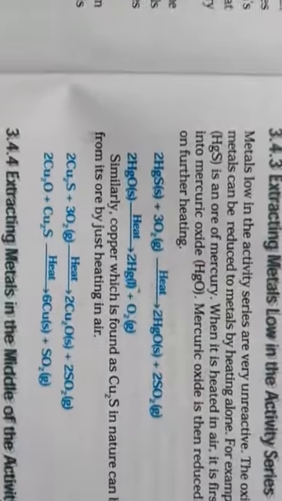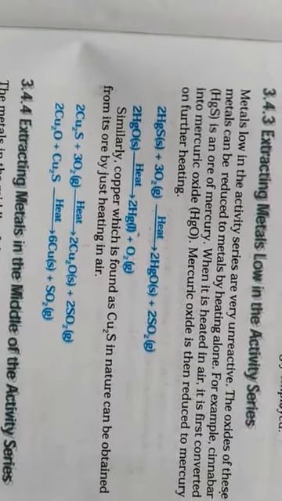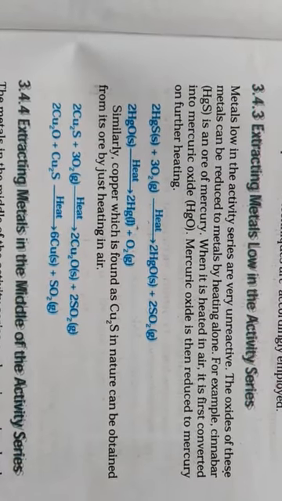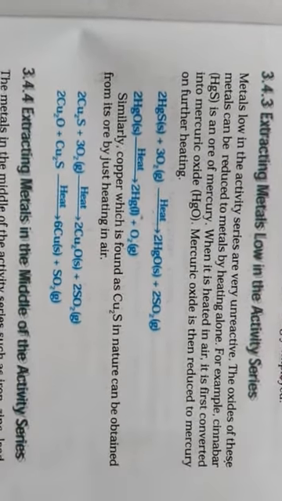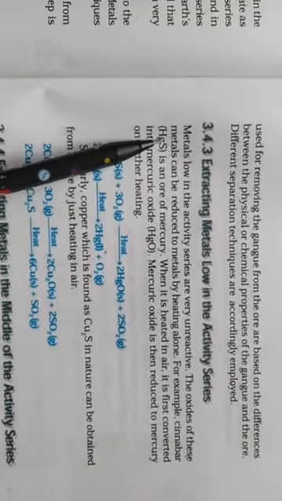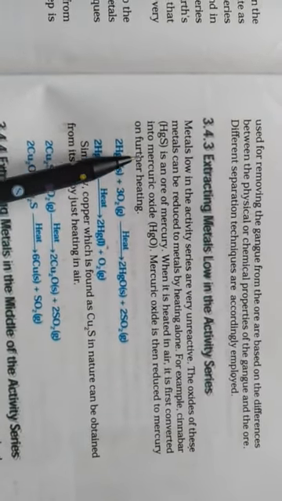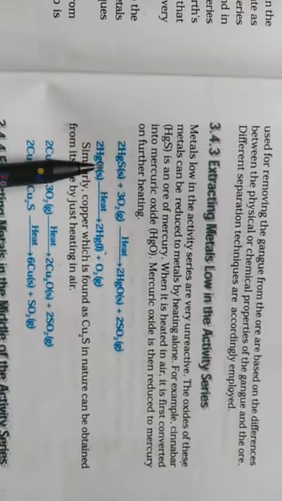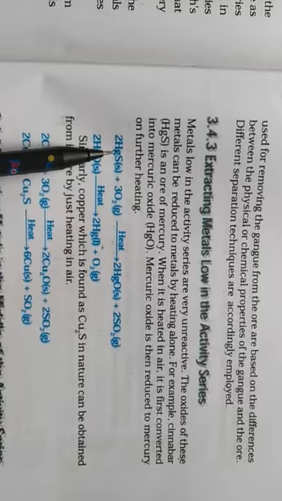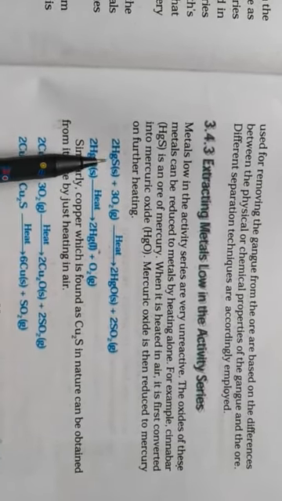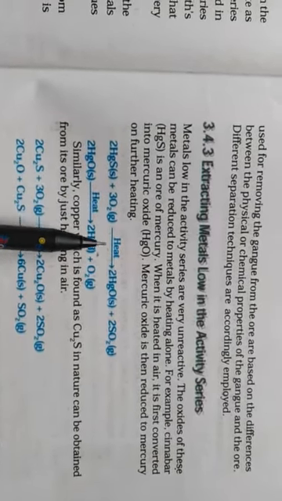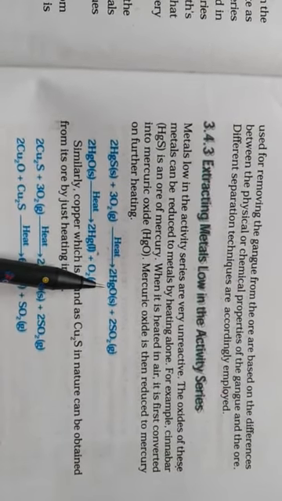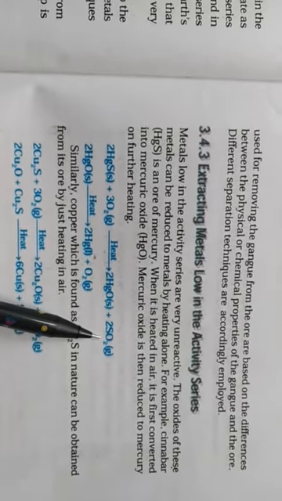Now you see, as mercury is positioned low in the activity series, one ore of mercury is cinnabar, HgS, which is an ore of mercury. Now how is it done? First, this is mercuric sulfide, HgS. When it is allowed to react with oxygen with constant heating, then what would happen? Mercuric oxide will form along with the release of sulfur dioxide gas.